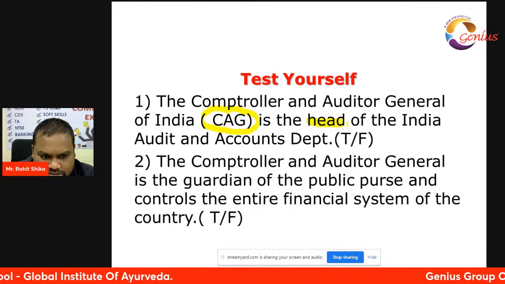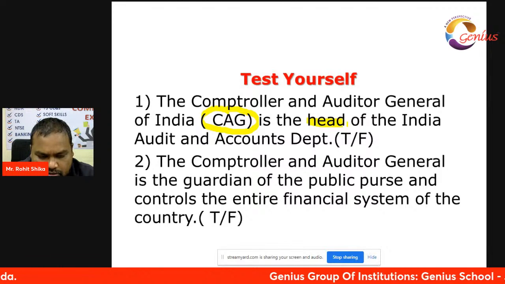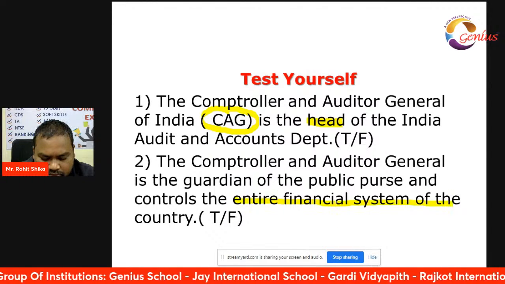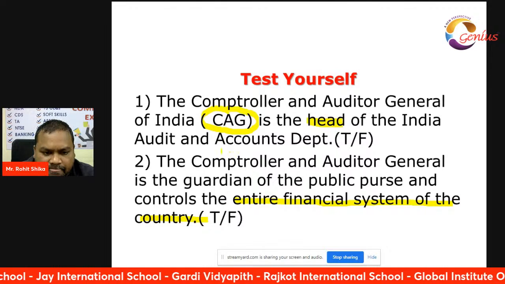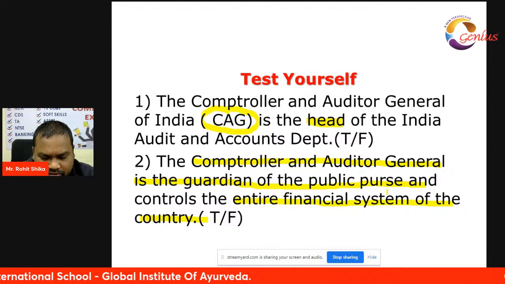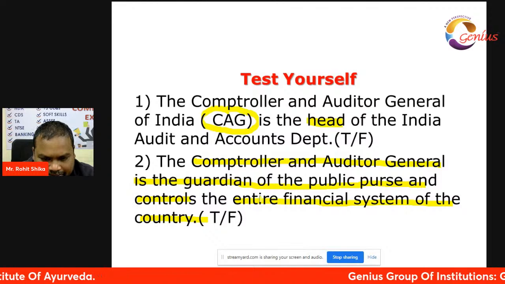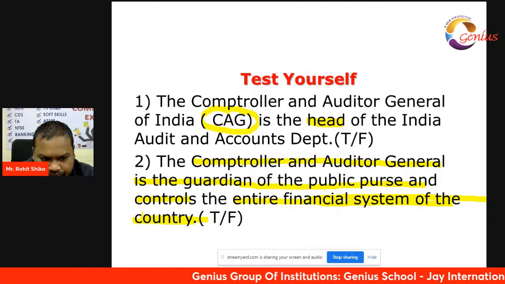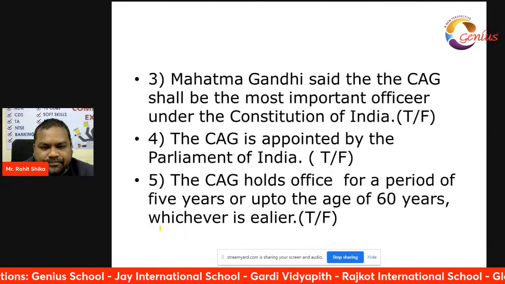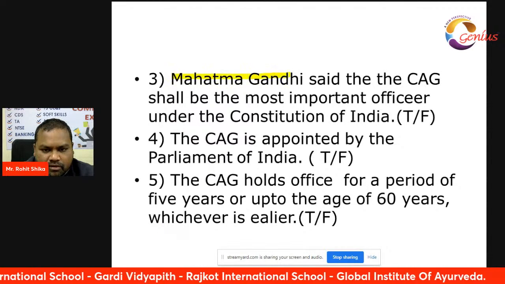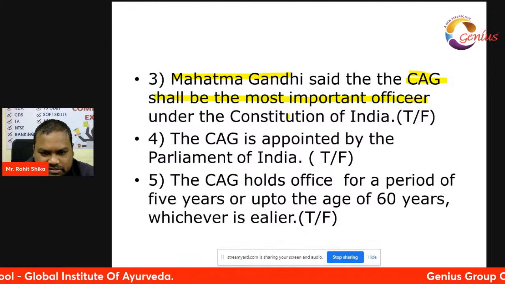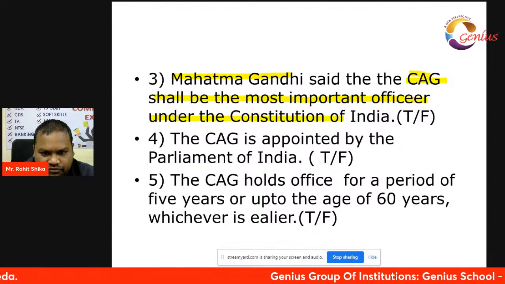The Comptroller and Auditor General is the guardian of the public purse and controls the entire financial system of the country. Mahatma Gandhi said that the Comptroller and Auditor General shall be the most important officer under the Constitution of India.